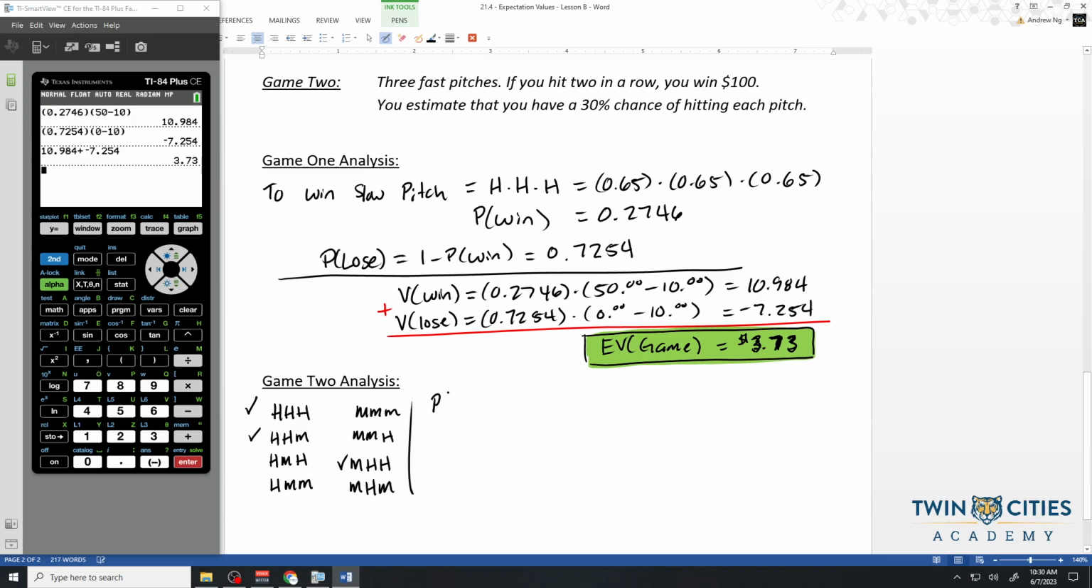So probability of hit, hit, hit. Since I have a 30% chance of hitting each pitch, this would be 0.30 times 0.30 times 0.30 because I'm hitting each one of these. So that probability is 0.027.